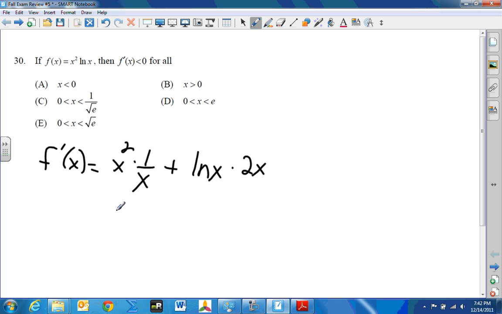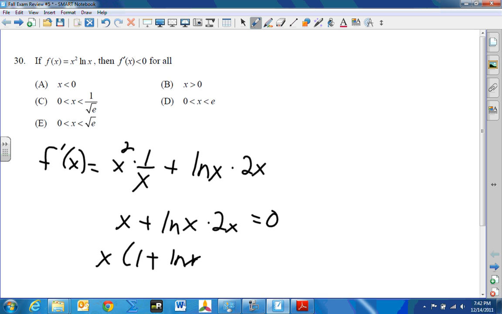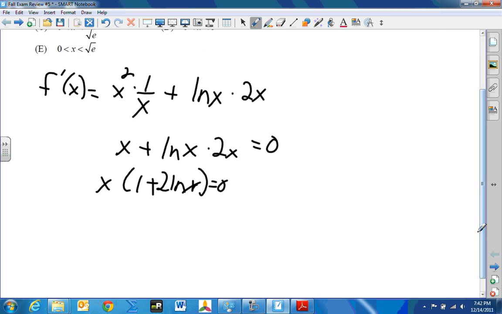Now if we clean this up a little bit, we get x plus ln of x times 2x, and that equals 0. We can factor out an x, and we get x times the parentheses 1 plus 2 ln of x, equals 0. Well, when does that happen? That happens when x equals 0.